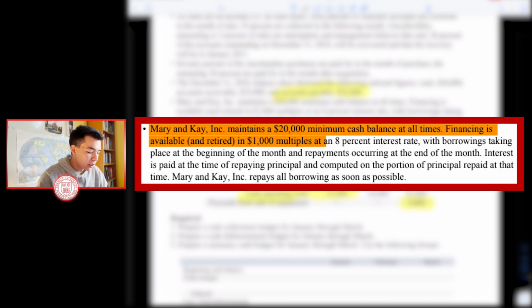Financing is available and retired in $1,000 multiples at a 8% interest rate, with borrowing taking place in the beginning of the month and repayments occurring at the end of the month. Interest is paid at the time of repaying principal and computed on the portion of principal repaid at that time.